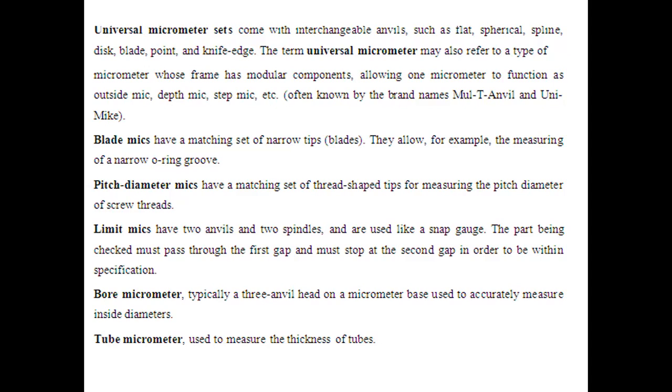Next one is a bore micrometer. It has three different types of anvil head, which is accurately used to measure the hollow profile of a cylindrical jaw. The last one is a tube micrometer. It is used to measure the thickness of the flat jaw. Consider a flat jaw: if you want to measure its thickness, the tube micrometer is used. So these are the different classifications under the micrometer screw gauge.